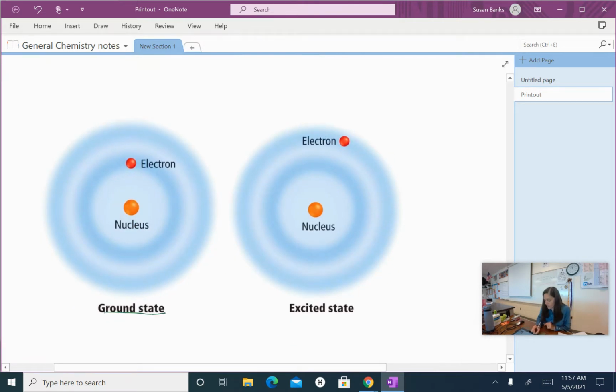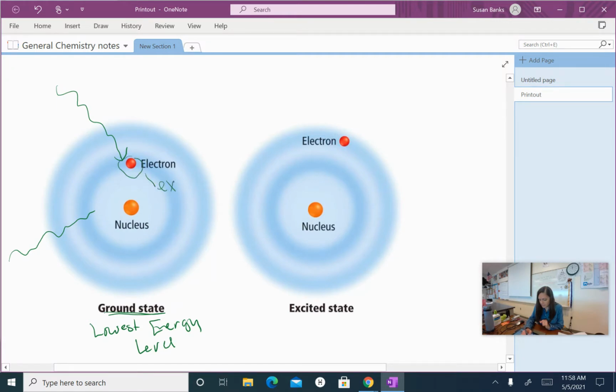So we have the ground state. This is the lowest energy level that an atom can have. And if I put in some energy to that atom, sometimes I will put in enough energy that it will excite the electron. If I give it enough energy, I can excite that electron to the next energy level up here.